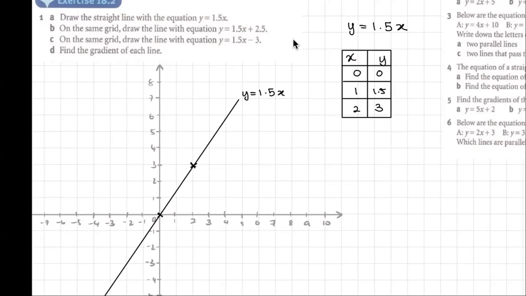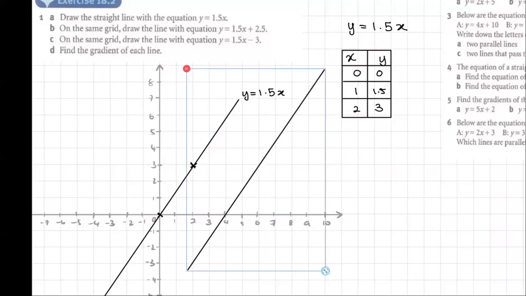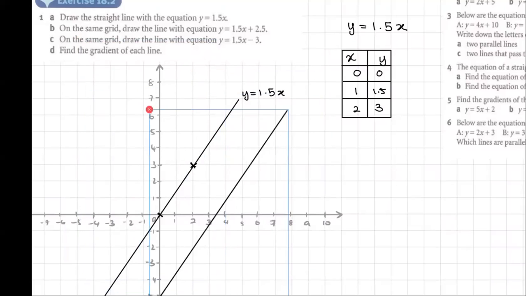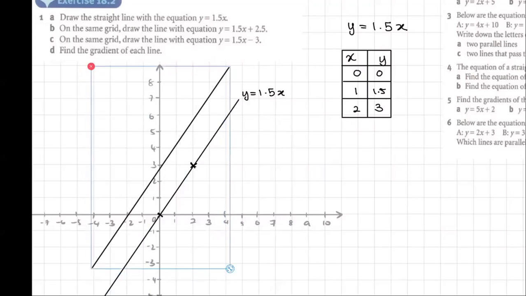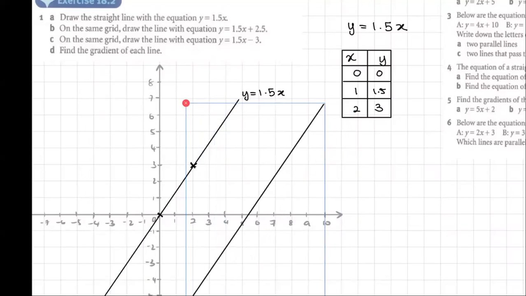If you have learned this already, you will know that if the gradients are the same, the lines are parallel. Parallel means that I can just copy this line and paste it, and the other line will be anywhere, but the slant or the slope will be the same. So the next line that they ask us to draw is y is equal to 1.5x, which is the same gradient, meaning it is parallel to this, plus 2.5.